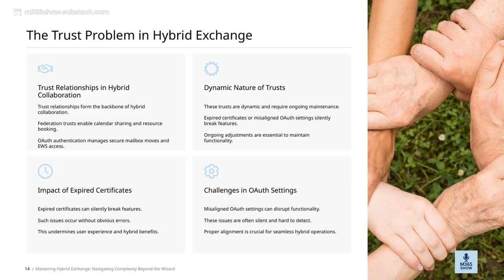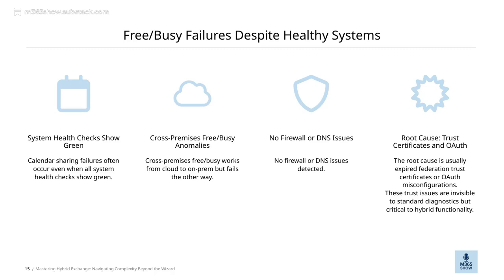OAuth authentication handles secure mailbox moves and access to Exchange web services. So, maintaining these trust relationships is fundamental to ensuring our hybrid environment remains functional, secure, and efficient. Let's take a look at some common issues with free and busy failures, even when the systems appear healthy. Often, the root cause comes down to trust certificates or OAuth configurations. These are typically expired federation trust certificates, or misconfigured OAuth settings.